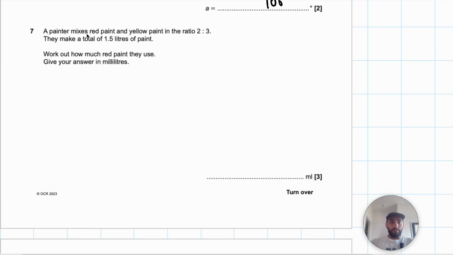Question 7. A painter mixes red paint and yellow paint in the ratio 2 to 3. That's red and that's yellow. They make a total of 1.5 litres of paint. Work out how much red paint they use. So altogether, these 5 parts are going to equal 1.5 litres. But because we're going to be working in millilitres, I'm going to change that into millilitres. How many millilitres are there in 1 litre?